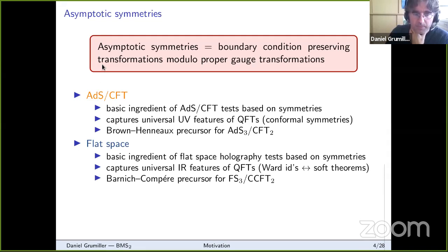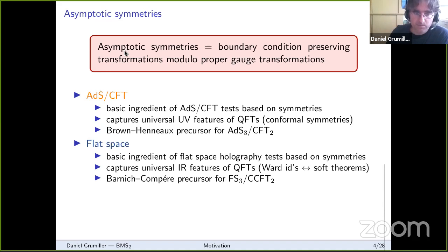Okay, so besides AdS/CFT, asymptotic symmetries feature essentially in any type of spacetimes, in particular in asymptotically flat spacetimes, and this is where asymptotic symmetries were first discovered. So again, asymptotic symmetries are a basic ingredient for flat space holography tests based on symmetries. And in the past decade, there was a lot of progress on this. So there were discoveries of Cardy type formulas in flat space holography, of entanglement entropy, of correlation functions. And these observables are largely determined by the symmetries. So therefore, the symmetries play an important role in these tests.